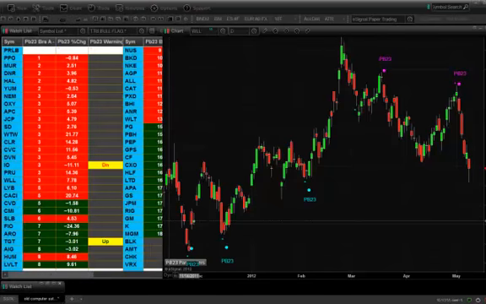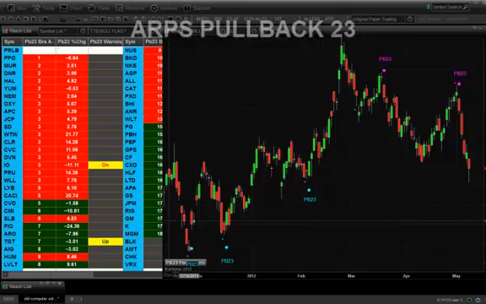Here's one of my favorite new Scan Sentry tools, and that is the Pullback 23. This uses some proprietary calculations to look for pullbacks within a trend and plots a signal dot on the bar where it identifies the completion of the pullback.